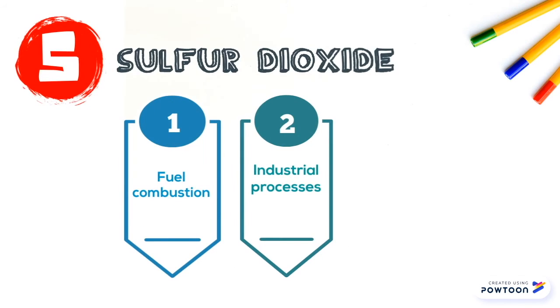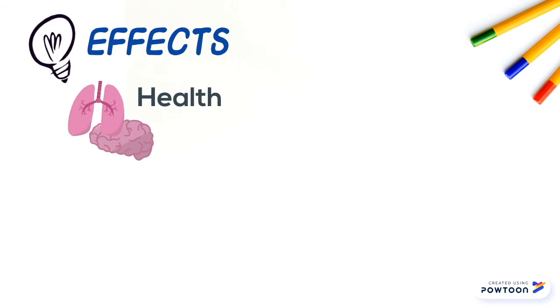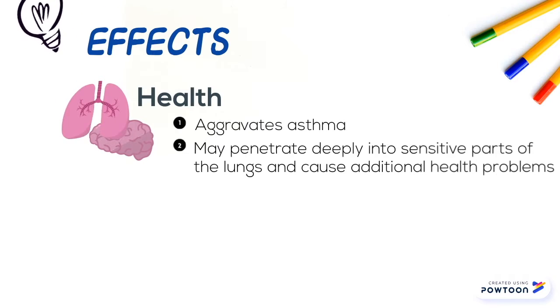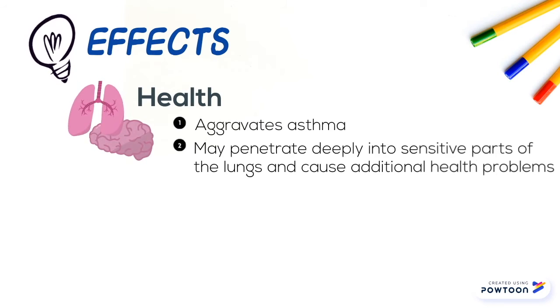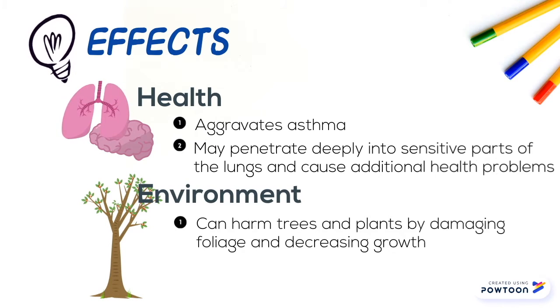Next is sulfur dioxide. Sources include fuel combustion, industrial processes, and natural occurrences such as volcanoes. Effects on health include aggravating asthma, and it may penetrate deeply into sensitive parts of the lungs and cause additional heart problems. On the environment, it can harm trees and plants by damaging foliage and decreasing growth.